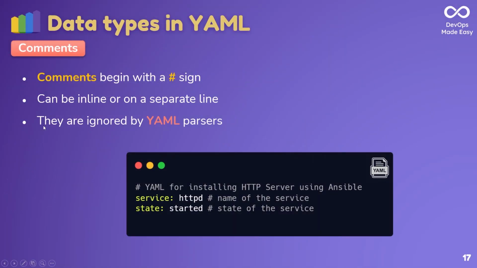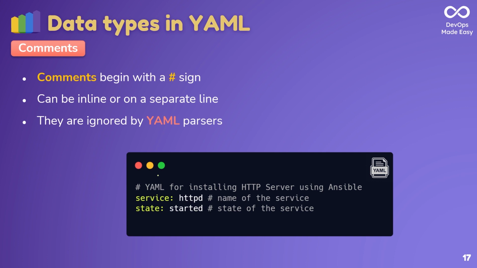Now let's start with comments in YAML. Comments in YAML start with a hash sign. They can be inline or they can be put on a separate line. They are ignored by YAML parsers. Let's say that you're using this YAML file and a Python program reads it. The Python programs are nothing but parsers. These parsers will simply ignore the lines starting with hash. They'll consider them to be a comment, because comments are usually given as documentation or information about what that particular key value does.